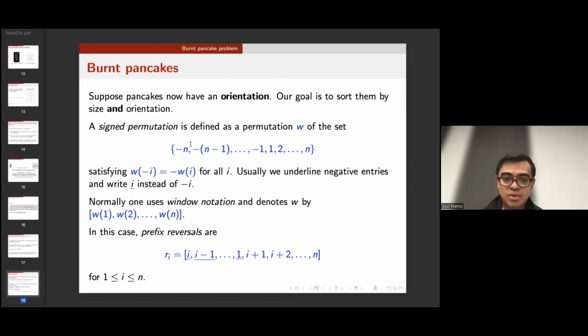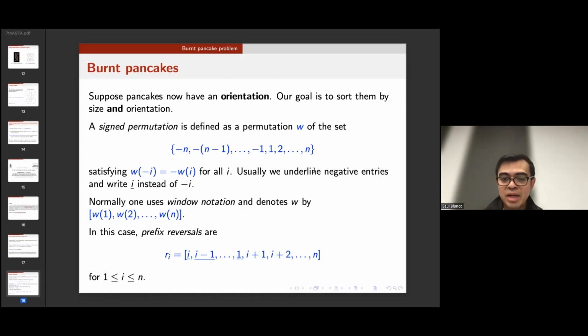So it has a very nice setup in terms of signed permutations. So essentially, a signed permutation is a permutation on the set from 1 to n, and also -1, -2, -3, all the way to -n, that satisfies the property that w(-i) is -w(i) for every positive i.